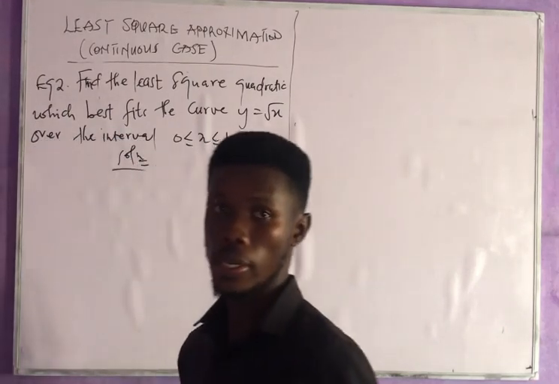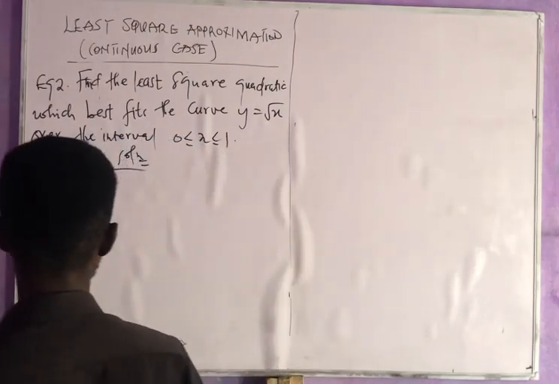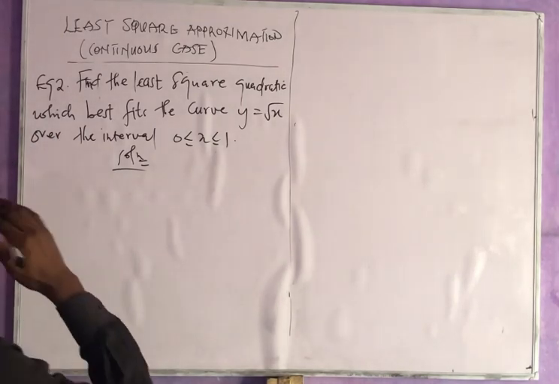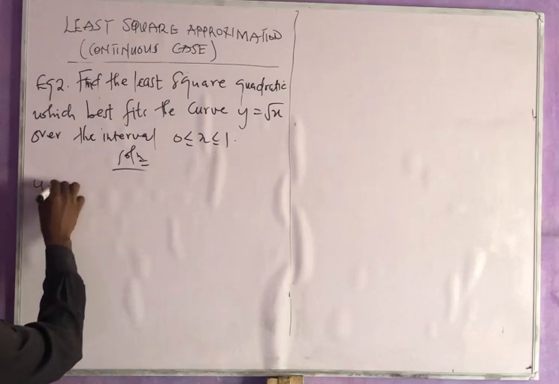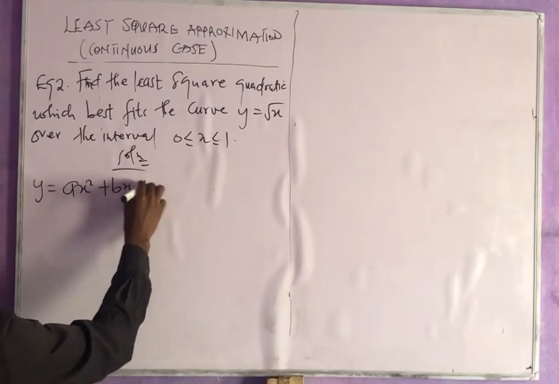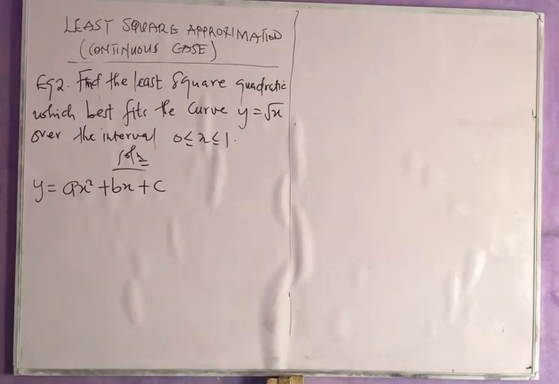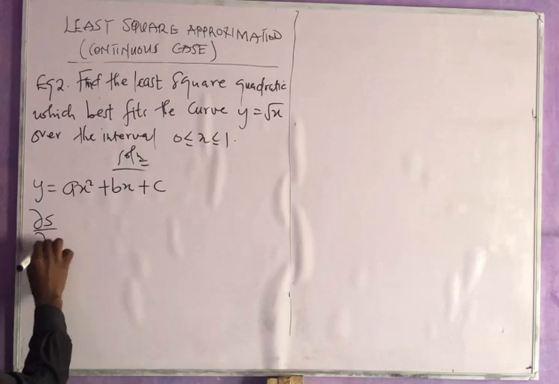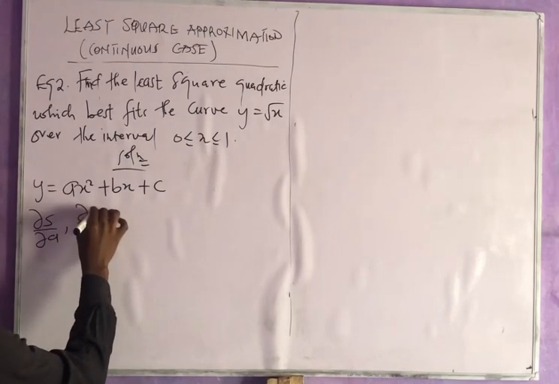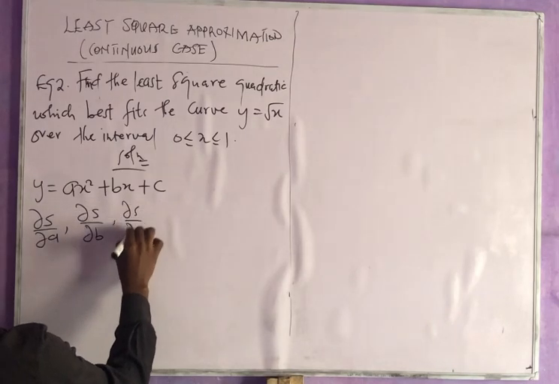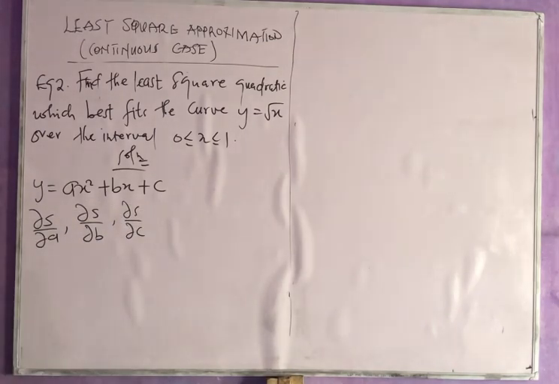Okay, now let's look at this example, example 2. The first question we saw was a line. This one is what? Quadratic. So first you have to know that quadratic is in the form of ax squared plus bx plus what? c. Is that okay? It means that with this, you have to take the partial with respect to a, partial with respect to b, then partial with respect to what? c. Is that okay? So that's what you are going to do for now.